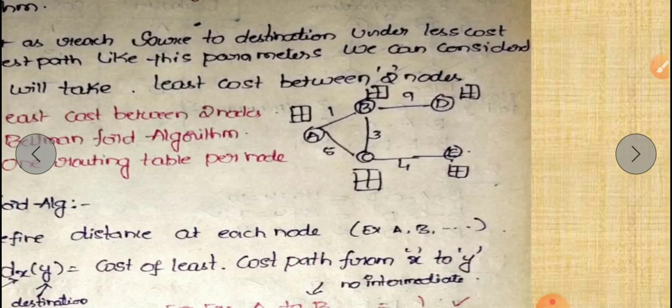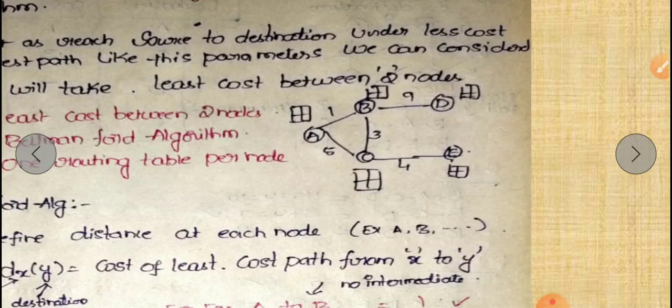So for example, A to D, A is the source, D is the destination. The box above is indicating the routing table. A has a connection with B, so it updates it in the routing table, and A has a connection with D, so it updates the routing table. A is connected with C, and it also updates the routing table.